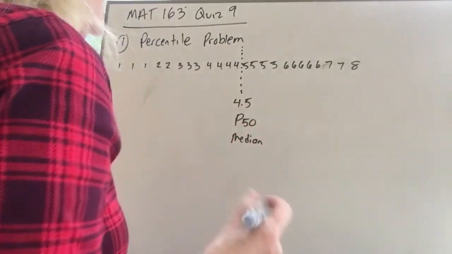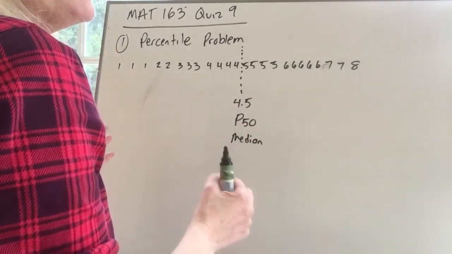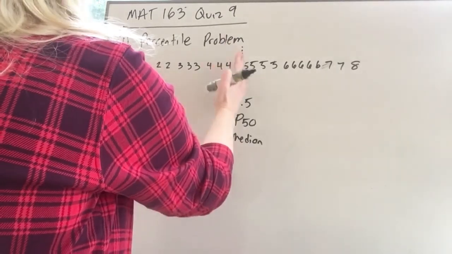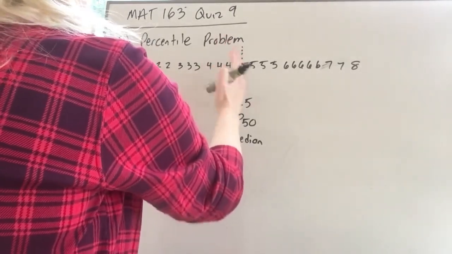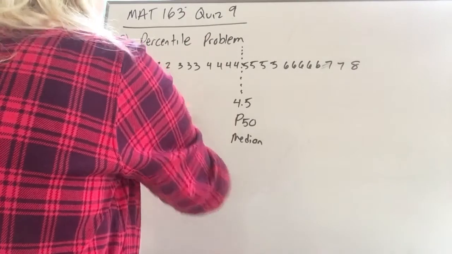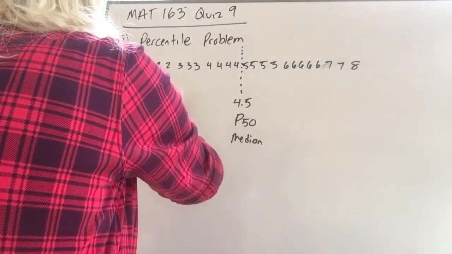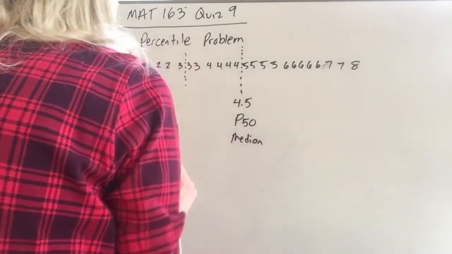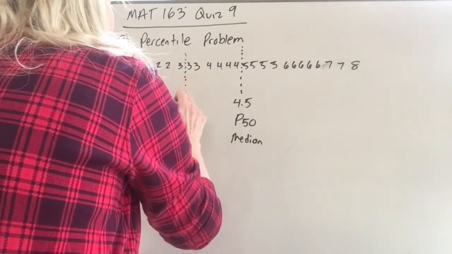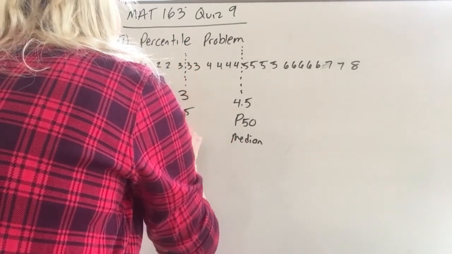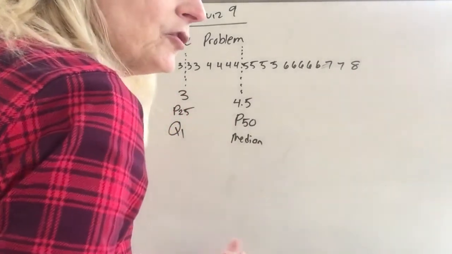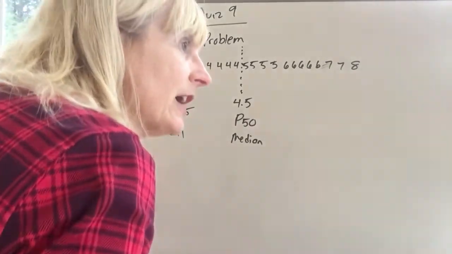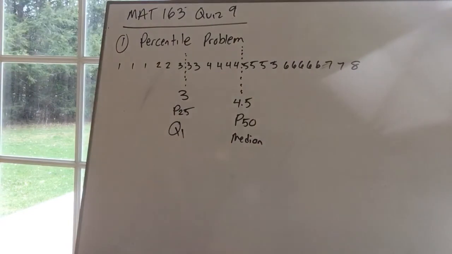Now I want us to find P25, and the way you find P25 is to take the halfway number of the left side here. There are 12 of them. 1, 2, 3, 4, 5, count over 6. And you're between 3 and 3, so it's just a 3. So that's your P25, also known as Q1, the first quartile. Think of it as a quarter, you guys. Q1 is equal to 25 cents. That's P25. So you might see quartiles listed too.